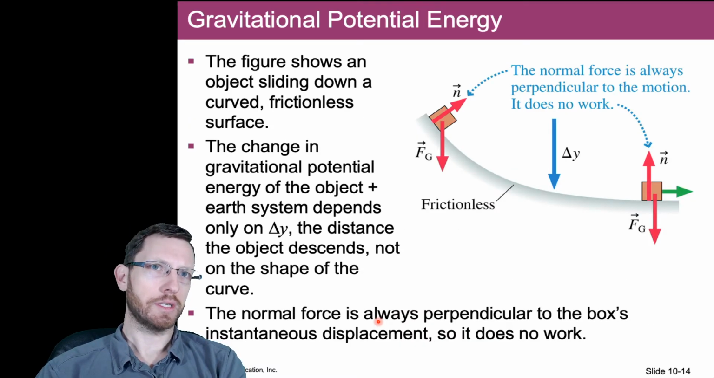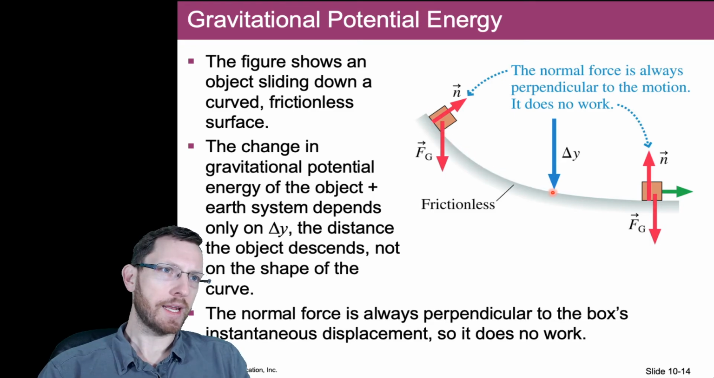Let's look at another interesting example here. So this figure shows an object sliding down a curved frictionless surface. The change in the gravitational potential energy of the object plus the Earth system depends only, again, on the change in the vertical position, the distance the object descends, not on the shape of the curve. Notice that the normal force is always perpendicular to the object's instantaneous displacement and doesn't do any work. So if there's no friction in this case, then the total energy is going to remain constant, except for the extra energy that's going to go into kinetic energy from the change in the gravitational potential energy.